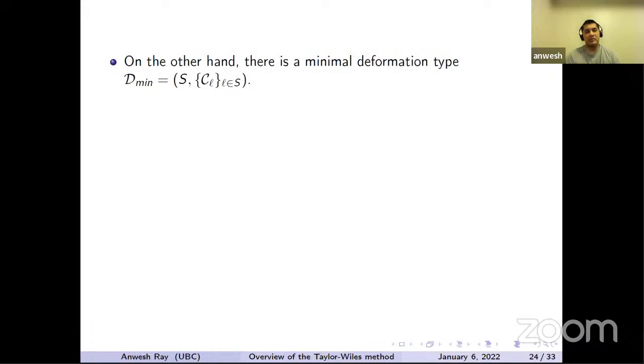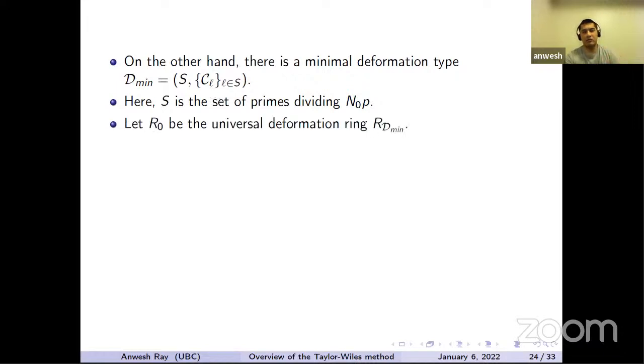On the other hand, we can specify a deformation type, which is the minimal deformation type. Here, S is the set of primes dividing N naught times P. At every prime in S, we specify a local deformation condition. I'm not going to define what these conditions are exactly, but the point is that the residual representation has some representation theoretic properties at the primes away from P. The primes away from P use a deformation condition called the Steinberg deformation condition. And at the prime P, because of semi-stability, it's either flat, and you use what's called the flat deformation condition, or it's ordinary, in which case there's a very nice representation theoretic choice of deformation condition. One can specify these deformation conditions very precisely, but I'm not going to do that in this lecture. I'm just going to move on to the global argument here.